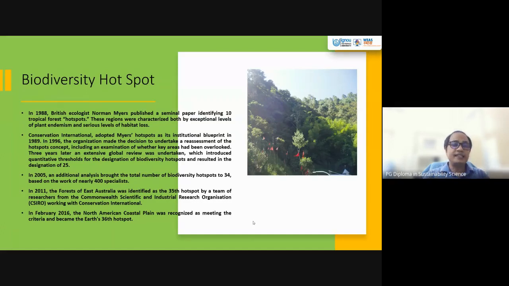Three years later, an extensive global review was undertaken, which introduced a quantitative threshold for the designation of a biodiversity hotspot and resulted in the designation of 25 hotspots. That was 1996. Then in 2005, additional analysis brought the total number of biodiversity hotspots from 25 to 34, based on the work of different specialists across the world. In 2011, a 35th hotspot was introduced.